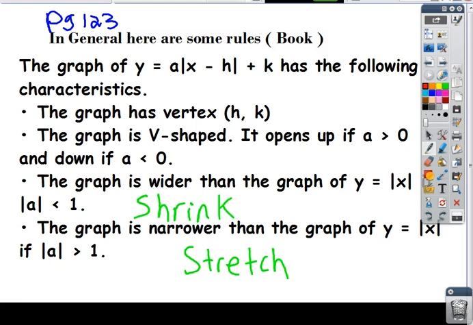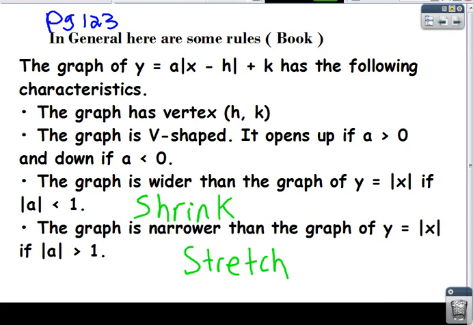So let's talk here. The graph of y equals a times the quantity, the absolute value, x minus h plus k, has the following characteristics. This is a general function, meaning I could treat that as my slope, and these two coefficients here moving my graph around.